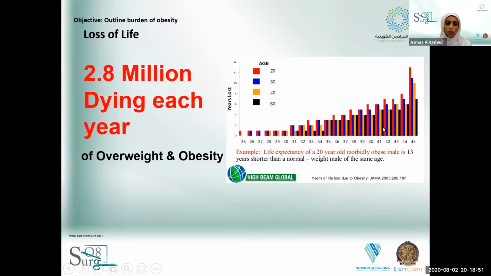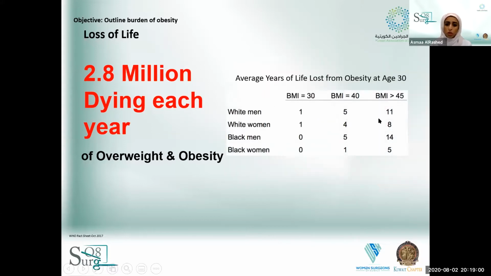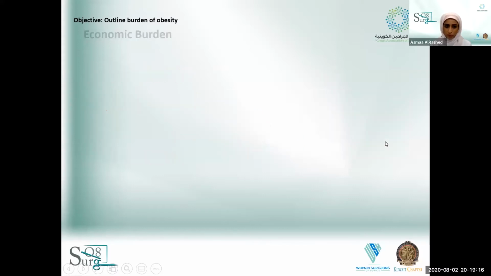So when it comes to mortality, there are up to 2.8 million people dying every year from obesity. This is another table that shows you the average years of life lost to obesity. These are in adults who are age 30. You can see patients who are Black, African American, have an even higher risk of life loss, which is 14 years.